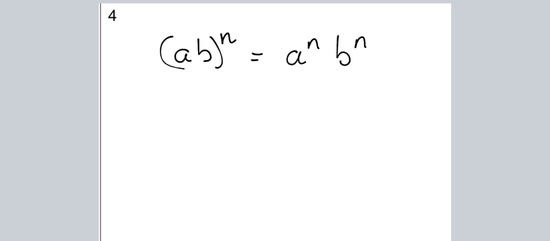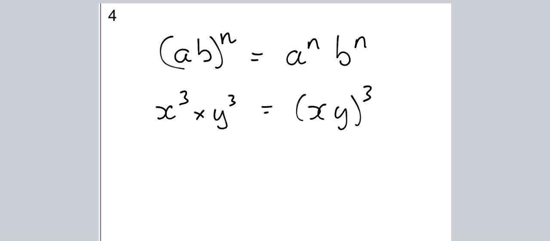Do you remember this index law? If I multiply two things together and raise it to some sort of power, then I can say that's A to the power of N times B to the power of N. So two separate bases sharing the same power. Yeah? I could also work the other way around. If I had X to the power of 3 multiplied by Y to the power of 3, I could say that's X times Y to the power of 3.